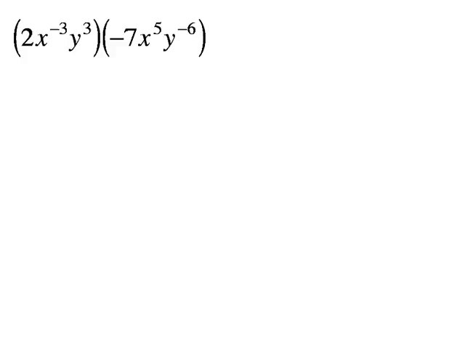So let's go ahead and look at the first numbers, because I'm going to start with the 2 and the negative 7. So I have 2 and negative 7. What does that give me? Negative 14. Now I'm going to work my way to the right. X to the negative 3rd, x to the 5th. What does that give me? X squared on top. Y cubed, y to the negative 6th. What does that give me? Y cubed on bottom. Y to the negative 3rd, and then we'll simplify.